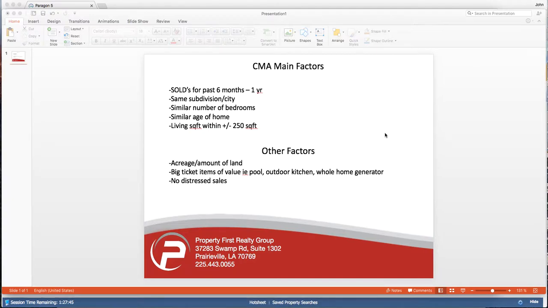Okay guys, I'm here to talk to you today about some of the factors to consider when you're doing a CMA. So let's go ahead and see my slideshow here. Some of the main factors, we'll start with these things.